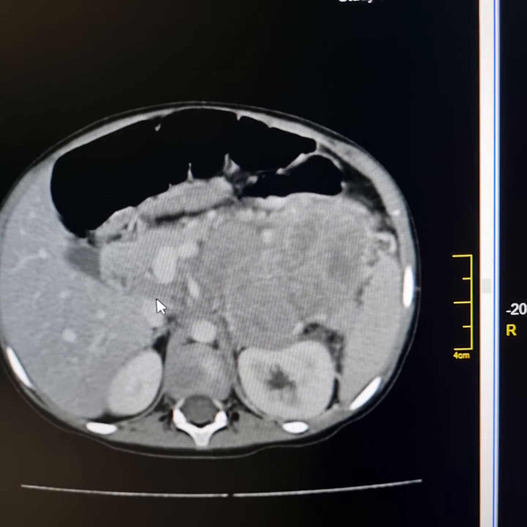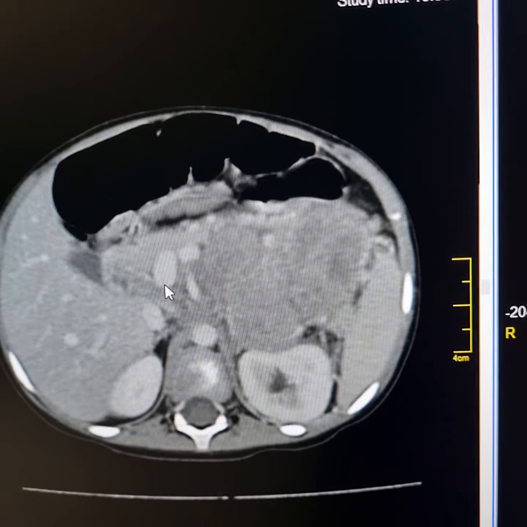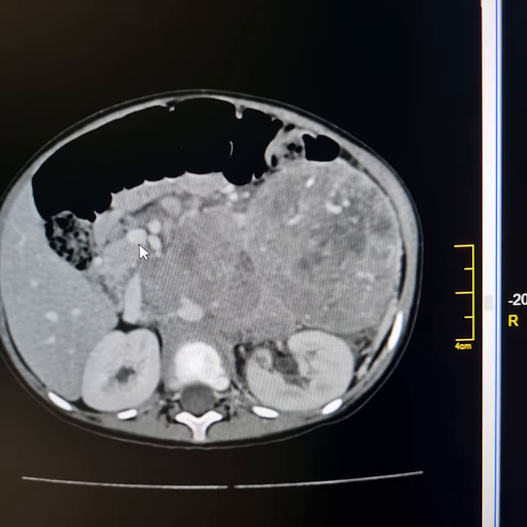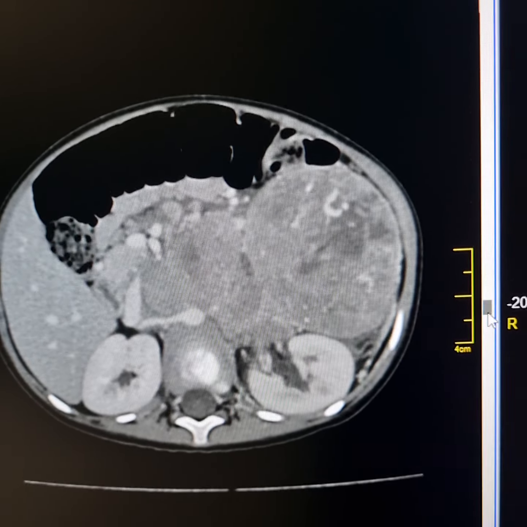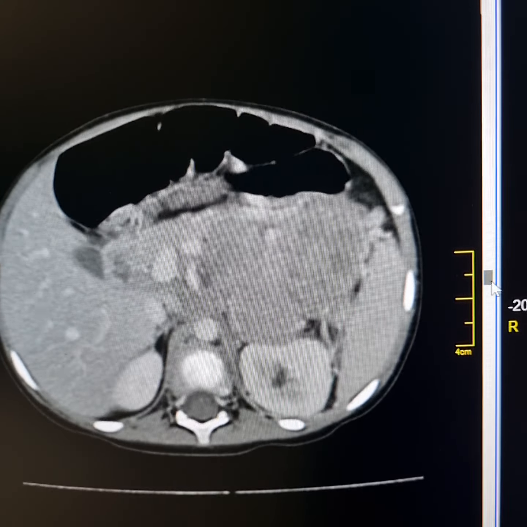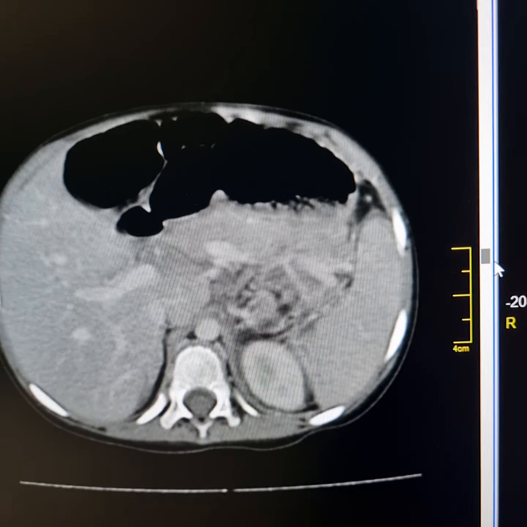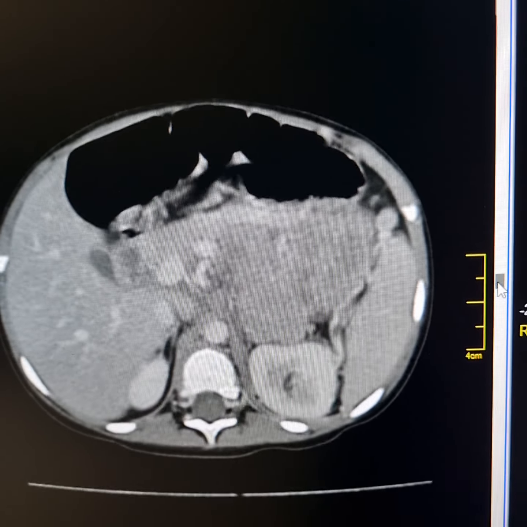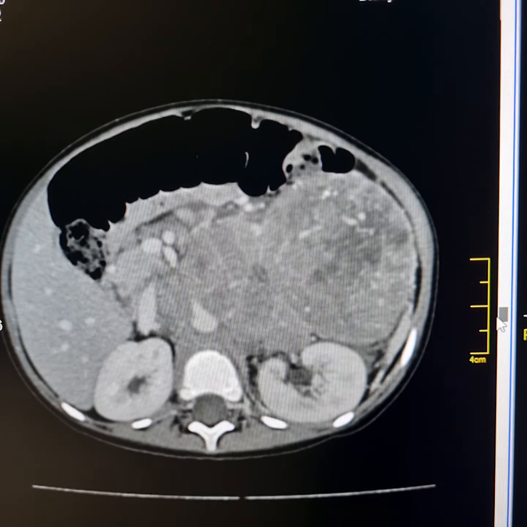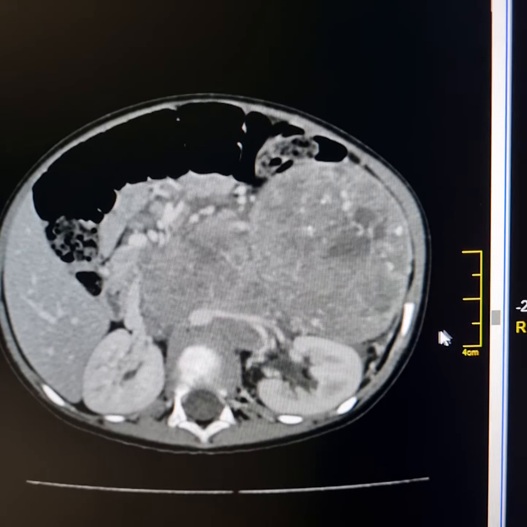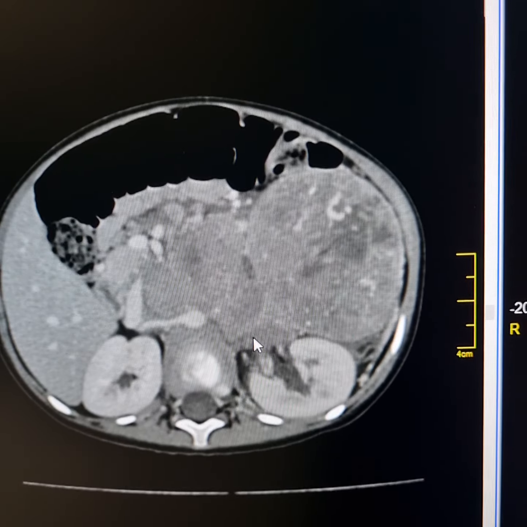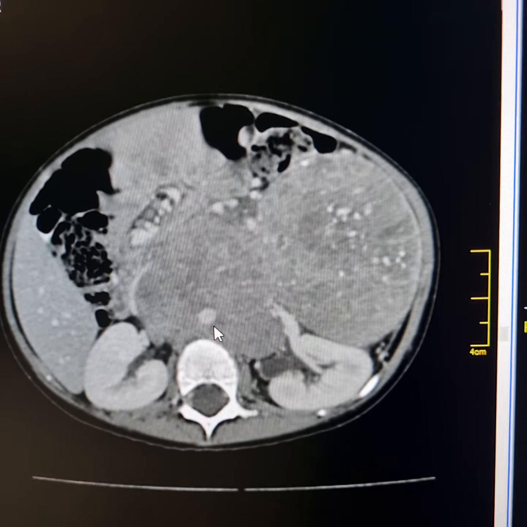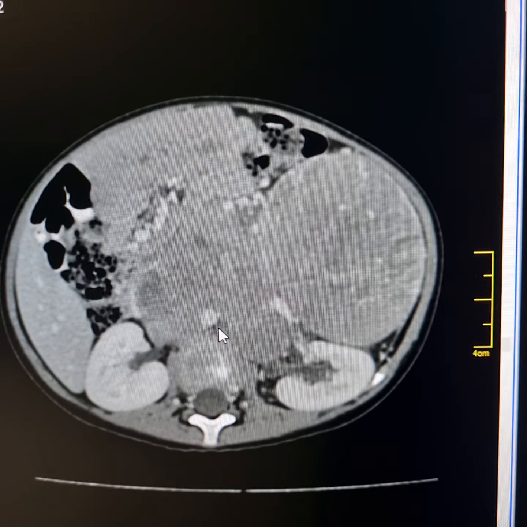This is the inferior vena cava. Now this is the portal vein here. This is the superior mesenteric vein, which is displaced towards the right side by the mass. This is the splenic vein. So the superior mesenteric artery is surrounded by the mass. Both renal arteries are also surrounded by the mass. This is the aorta, which is surrounded by the mass and it is displaced anteriorly.